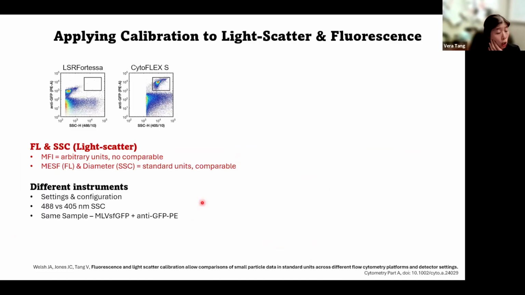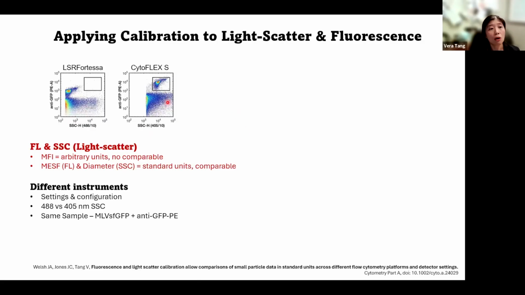This is work that Joshua Welsh and I did quite a few years ago now. Basically, we took a sample of a murine leukemia virus that I also generate in the lab, and we ran it on two different instruments, on the LSR Fortessa and also on our Cytoflex S. You can see in the uncalibrated data that yes, you have a population. You can sort of see in the Fortessa that part of that population is missing, but how do you actually make that quantitative comparison of how much of that population is missing?